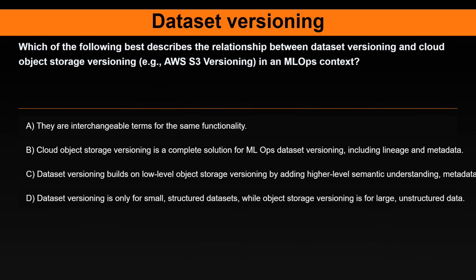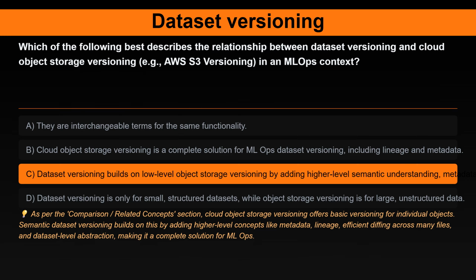Question 12. Which of the following best describes the relationship between dataset versioning and cloud object storage versioning, e.g. AWS S3 versioning, in an MLOps context? Option A. They are interchangeable terms for the same functionality. Option B. Cloud object storage versioning is a complete solution for MLOps dataset versioning, including lineage and metadata. Option C. Dataset versioning builds on low-level object storage versioning by adding higher-level semantic understanding, metadata, and lineage tracking. Option D. Dataset versioning is only for small, structured datasets, while object storage versioning is for large, unstructured data.